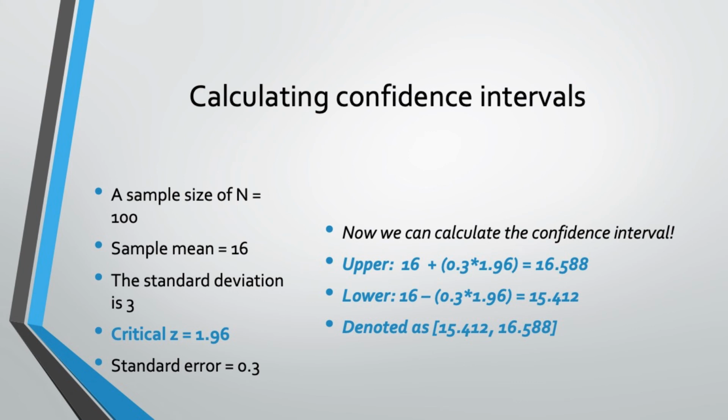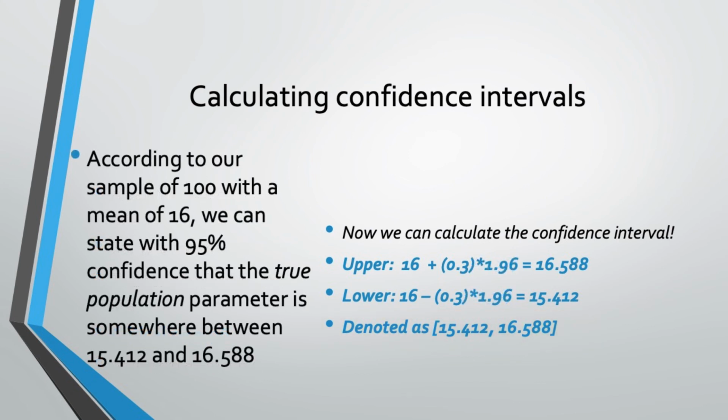15.412. And that's denoted here in the brackets. What we do is we do one bracket, and then we type in the lower bound, and then a comma, and then we type in the upper bound. So with 95% confidence, we estimate the true population parameter to be somewhere between 15.4 and 16.5.